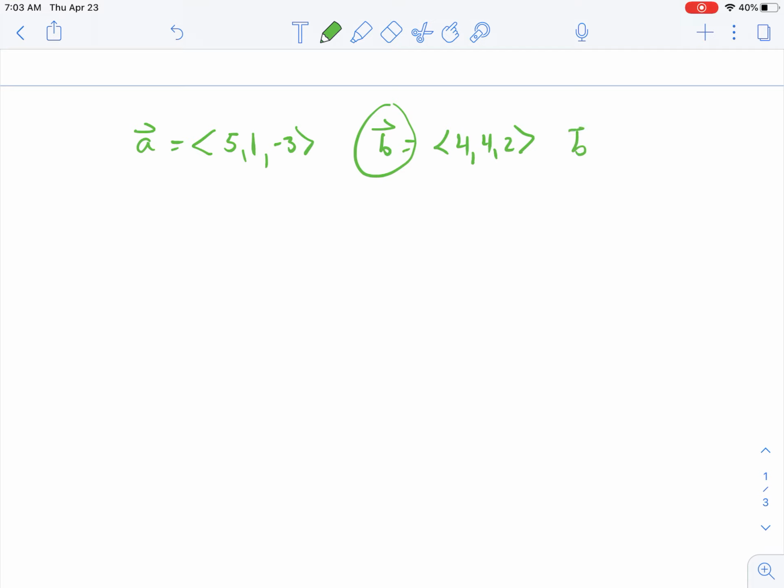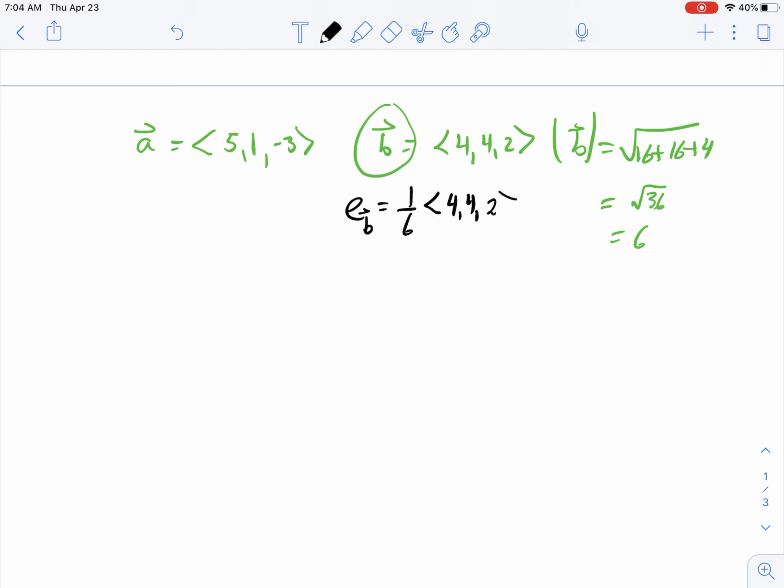Okay, so how do we create that as a unit vector? Well, you have to find the magnitude of that. That would be the square root of 16 plus 16 plus 4, which is 36, so 6. Therefore my unit vector, e of B, is 1/6 of 4, 4, 2.